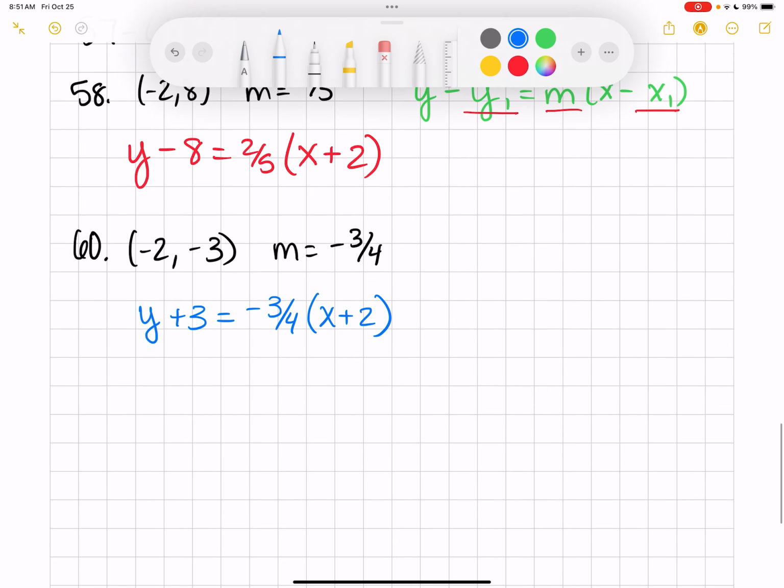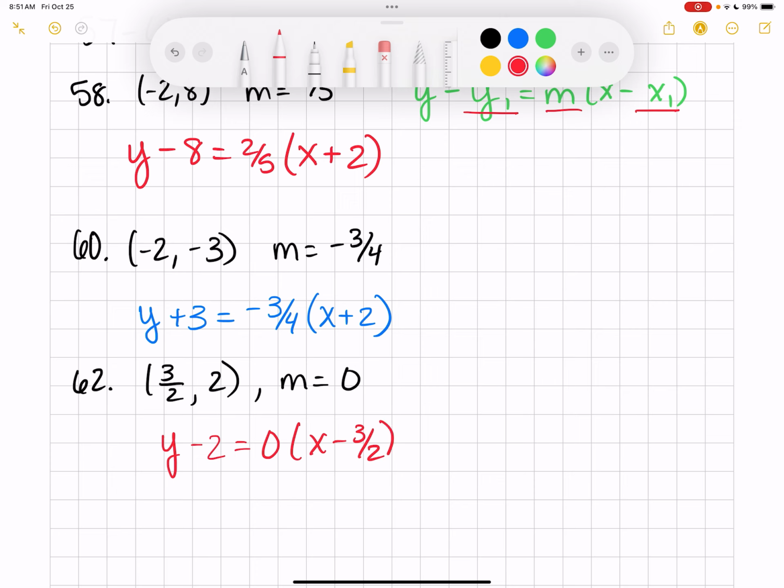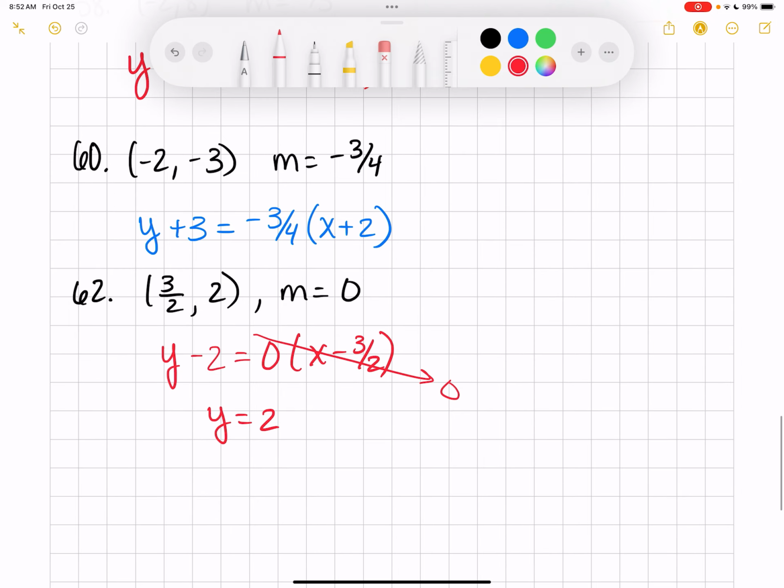Just something else I want us to see since these are going pretty fast. 62, it's through the point 3/2 and 2, and we have a slope of 0. So when I set this up, I'm going to end up with y minus 2 equals 0 times x minus 3/2. Well, what happens with this side? The whole thing is going to become 0 because I'm multiplying by 0. So my actual equation of my line, I should move this over and say y equals 2 is my equation of my line for one like this.